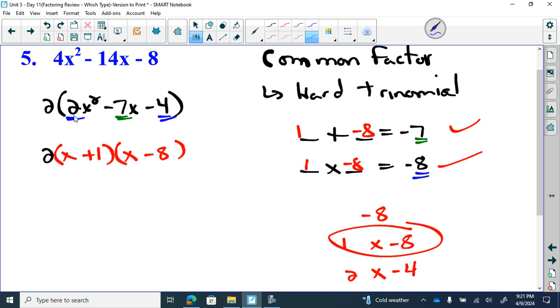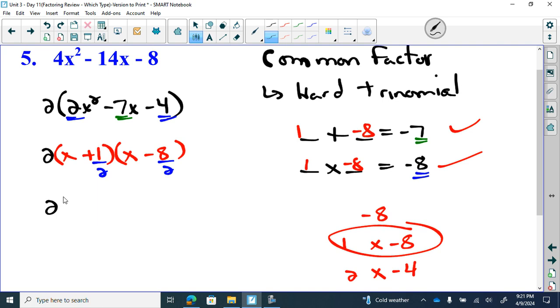The thing about a hard trinomial is I have to divide each of these numbers by that coefficient in front of the x squared. So I'm going to divide them by 2. If this was a 3, I divide them by 3. If it was 5, I divide both by 5. We call it the slide and divide technique. Okay?